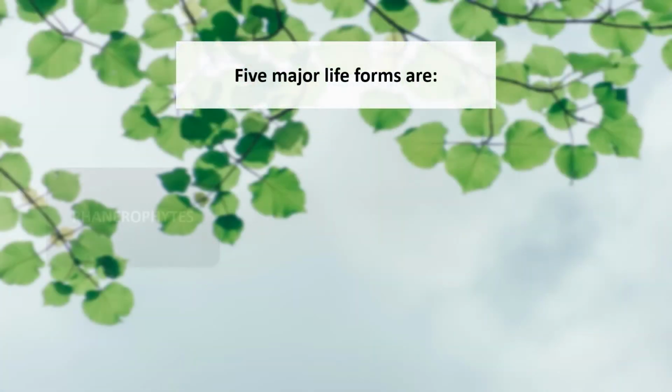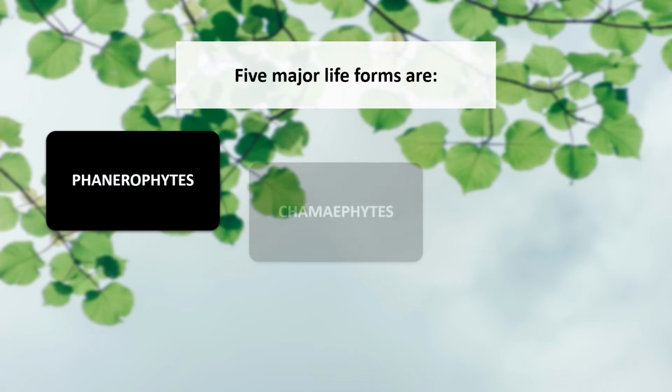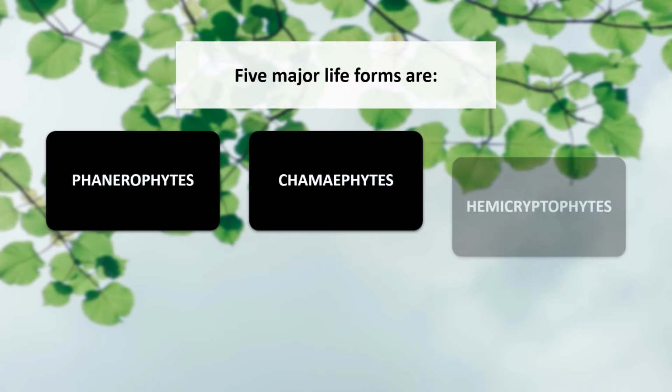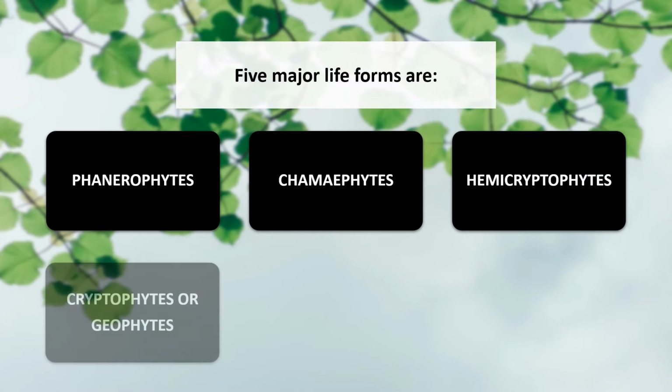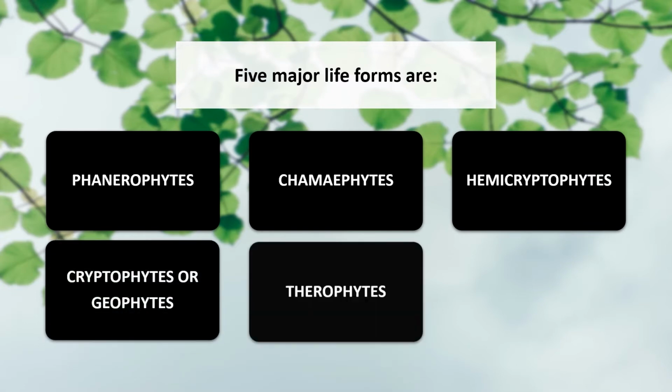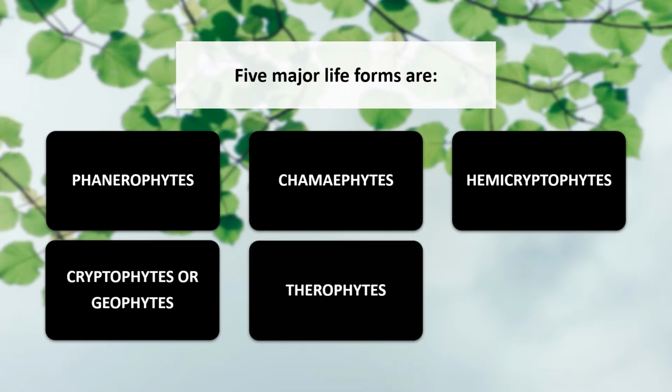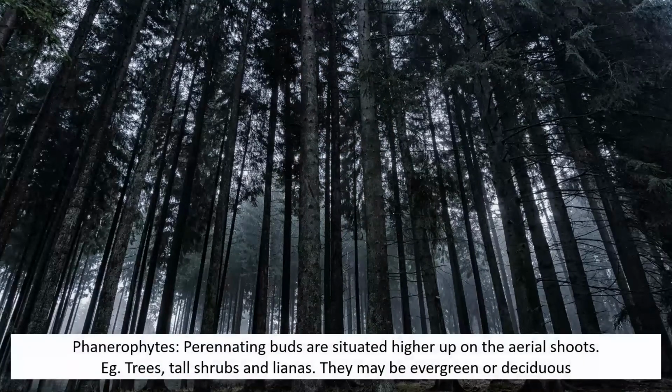So the 5 major life forms constitute the phanerophytes, the chamaephytes, the hemicryptophytes, the geophytes or the cryptophytes, and the therophytes. So what are these phanerophytes? These are perennating buds which are situated higher up on the aerial shoots. For example, you have the trees, the tall shrubs and the lianas. They may be evergreen or deciduous.